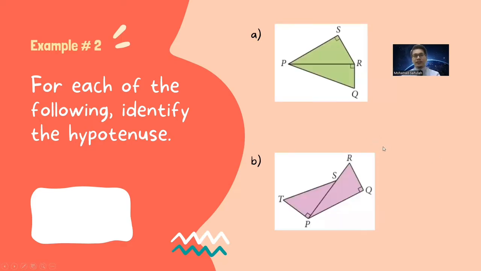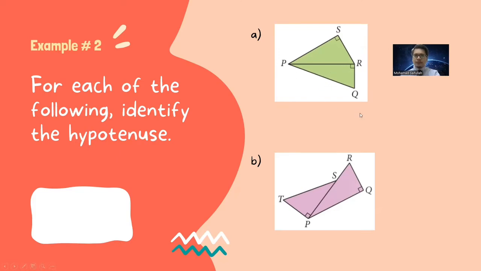So moving on to the next question, example 2. Again, for each of the following, identify the hypotenuse. In this question, you need to be careful because it has two triangles here. As you can see, PSR and PRQ. Same goes with B, TPS and PQR. So let's do the first question first. Can you guess what is the hypotenuse for this question?